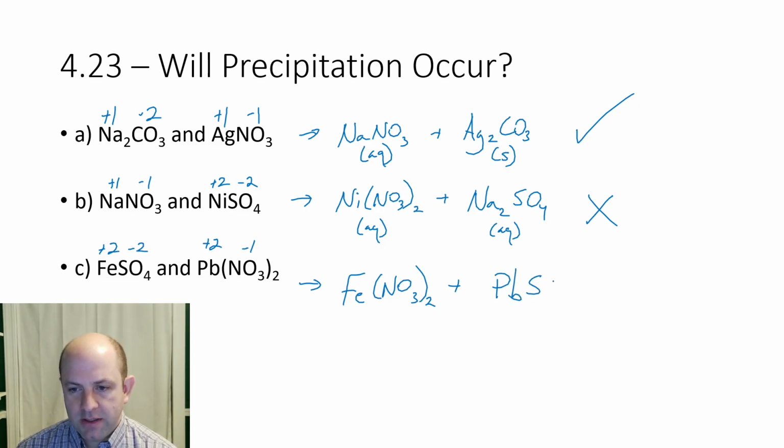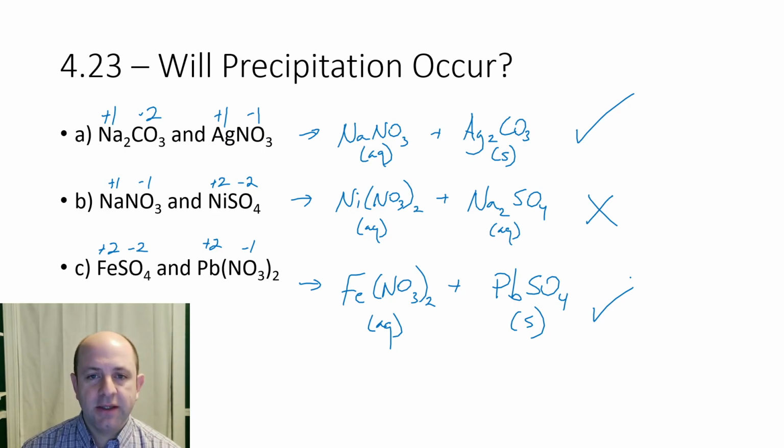So it'll be PbSO4. Now we apply our solubility rules. Nitrate, always soluble, aqueous. Here, lead sulfate. Sulfate, usually soluble, but we have a couple exceptions of calcium, strontium, barium, and lead, which means, oh, that's a solid. Lead was the exception. So yes, with a solid, yes, precipitation occurs. So A and C, we would get a precipitate. Letter B, no, we would not. Okay.